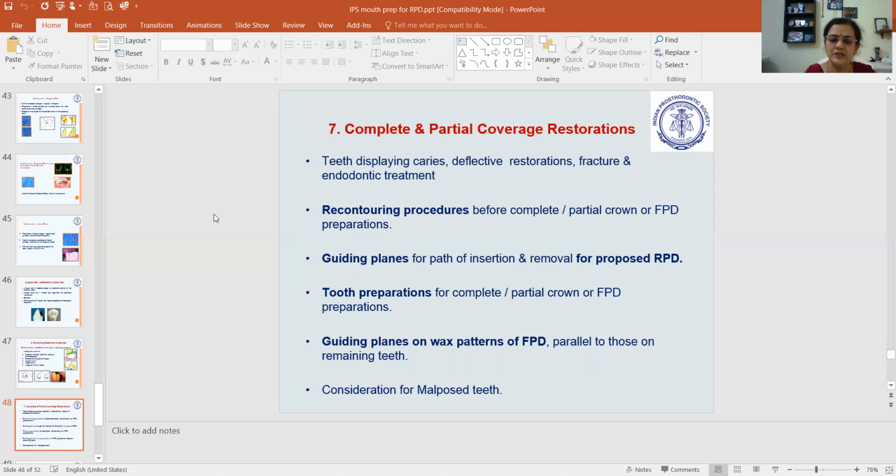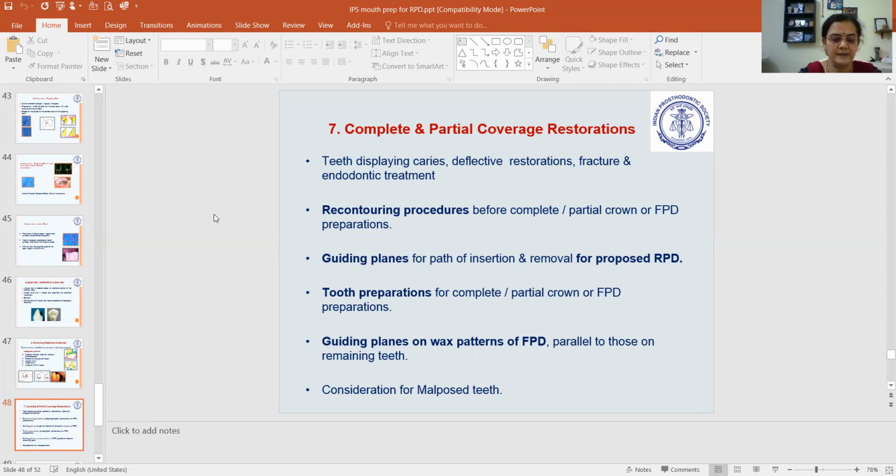Guiding planes for the path of insertion and removal of the proposed partial denture have to be made earlier than the fixed restoration, the FPD work. Then tooth preparation for complete or partial crown or fixed partial dentures is carried out. Guiding planes and the wax patterns of the FPD are made on the surveyor. Guiding planes are prepared on the wax pattern of the FPD, which are parallel to those of the remaining natural teeth.